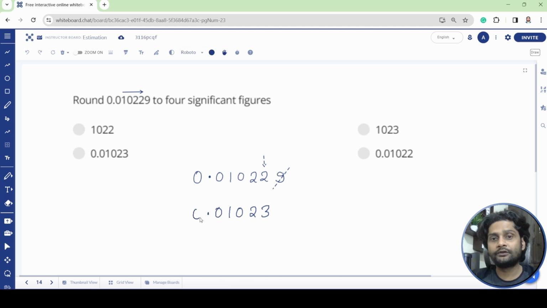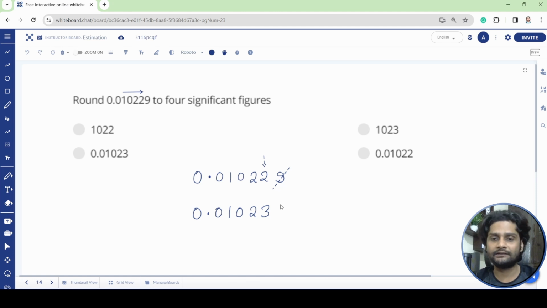But we are not going to add 0 at the place where we have removed 9, just because if we add a 0, it will be counted as a significant figure, and we don't want that in decimal. So remember, if we have a whole number, we have to add a 0. We need to replace the missing digit by 0. But if it's a decimal number, we don't replace 0 at that place where the number is being removed.